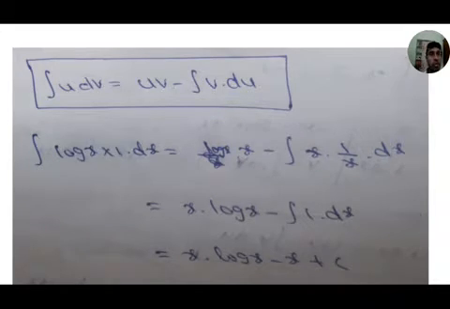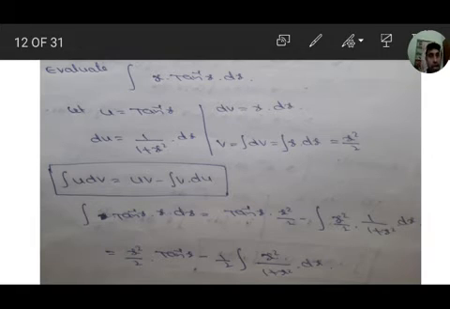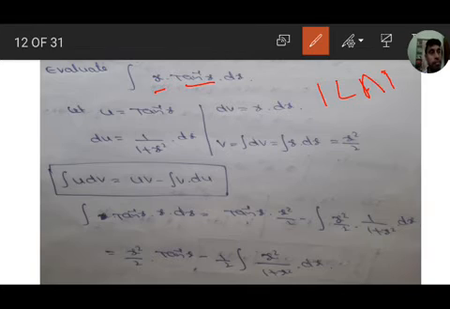Let us move to the next problem. Evaluate integration x into tan inverse x dx. Here we have two functions, x and tan inverse x. x is an algebraic function, and tan inverse x is an inverse trigonometric function. So by ILATE, I means inverse trigonometric function, A means algebraic function. The inverse trigonometric function comes first, so take u equal to tan inverse x.